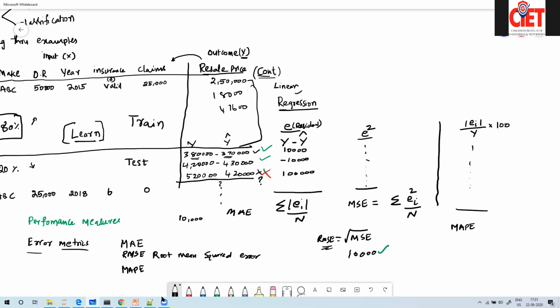Say for example, in this case, the first one, 10,000 divided by the original value, 3,80,000. So that's a very, very small value. Let's say this is 0.01. I'm just roughly quoting it. It might be 0.02 point something. Into 100, 2%. That means for the first observation, our error is 2%. For the second observation also it is 2%. Why? It's just the sign which is different. Magnitude is the same. So 2%, 2%, 3%, 4%, right? So for each observation, what is the error in terms of percentage? And we take the average of it. It is called mean absolute percentage error.